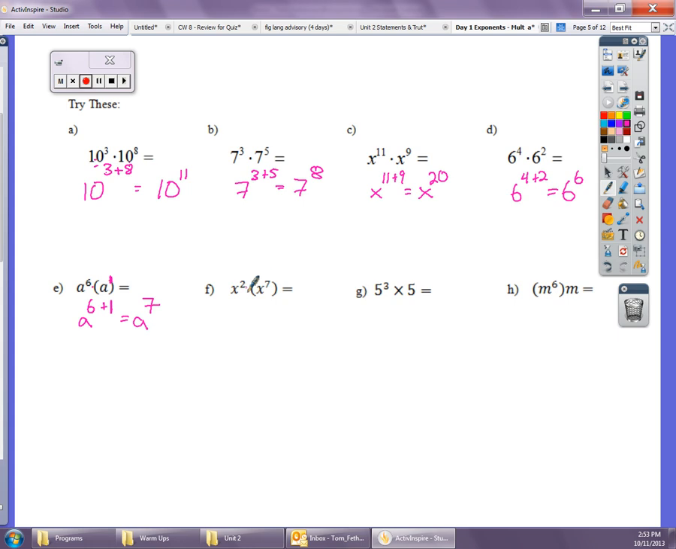And if we look at the next one, once again, this means to multiply. So x squared times x to the 7th. We can add 2 plus 7, which gives us x to the 9th. And then with g, we have 5 to the third, and this is 5 to the first power again. They have the same base of 5, so we can add our exponents, which will give us 5 to the 4th. And with h, once again, we can put a 1 there, saying that this is m to the first power. We add these, so we have 6 plus 1, which is m to the 7th power.